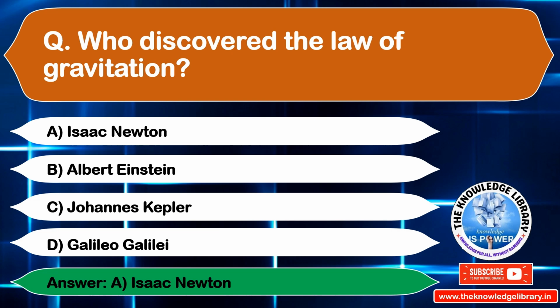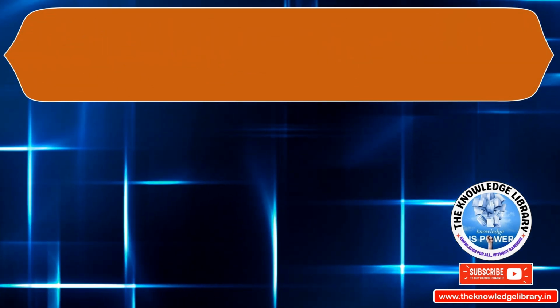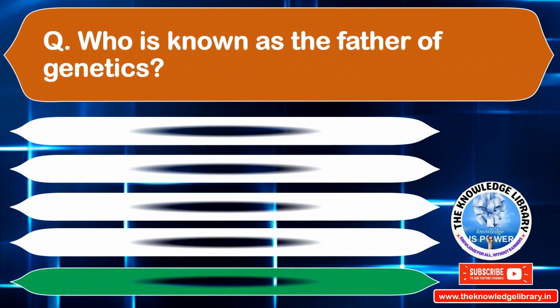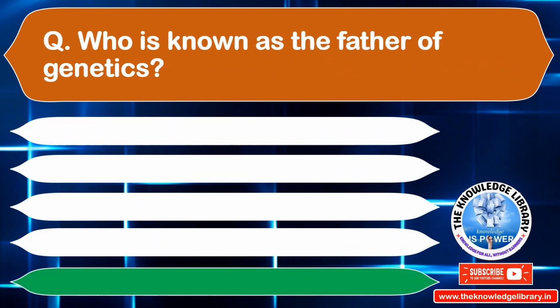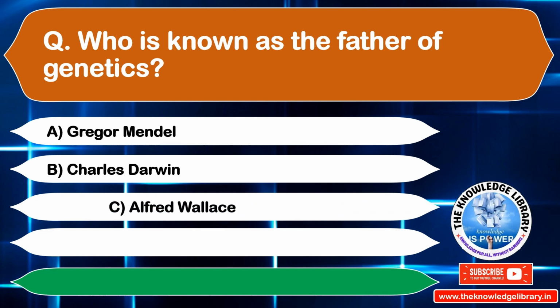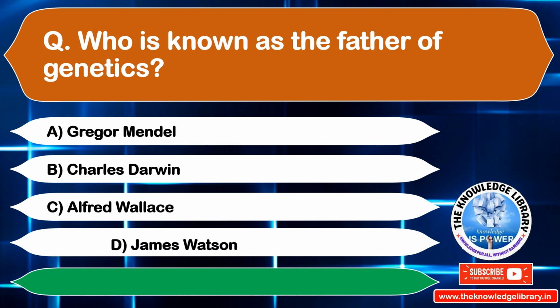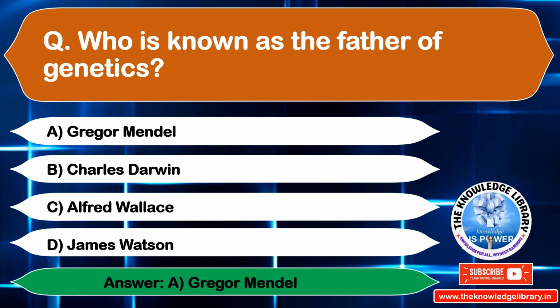Moving to the next question. Who is known as the father of genetics? Option A, Gregor Mendel. Option C, Charles Darwin. Option D, Alfred Wallace. Option D, James Watson. The correct answer is option A, Gregor Mendel.